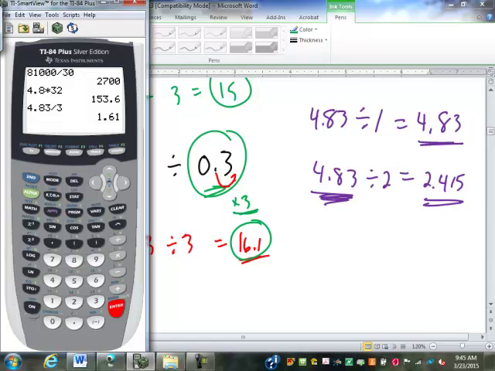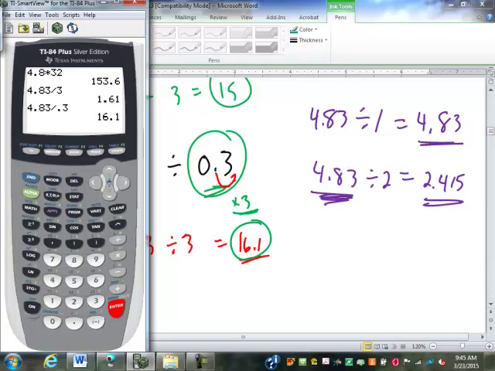1.61, is that the right answer? Makes sense. We're dividing, and our brain locks into when we divide, things get smaller. For most of us, we would type that in, get 1.61. Sounds good. What did I do wrong? It's 0.3. So it's 16.1 is what we're looking for there.